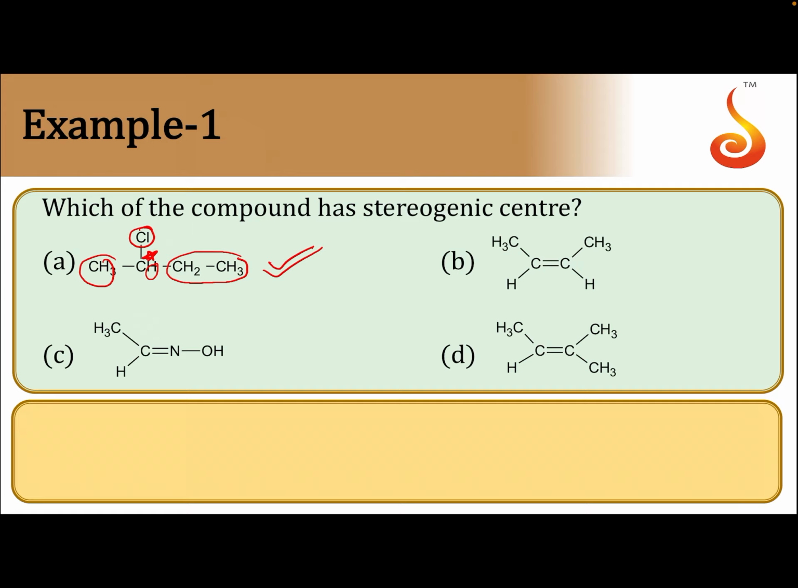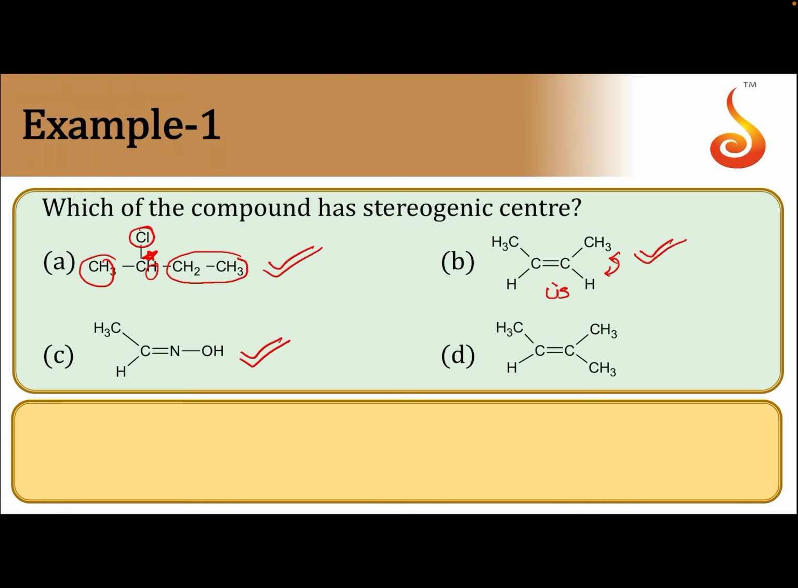And here also this is a cis form. If I interchange these two positions, I'll get a trans. So this is also a stereogenic center. And this is an oxime. Oxime also exhibits geometrical isomerism. If H and OH are on the same side, it is syn. H and OH on opposite sides, it is anti. Okay, A, B, C are possible.